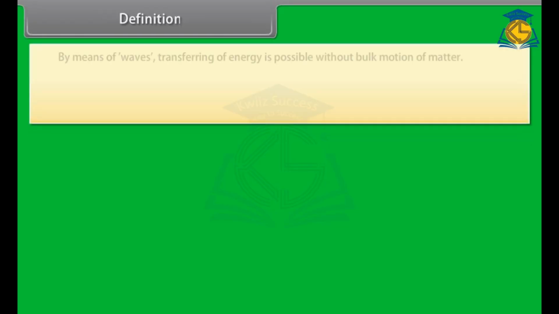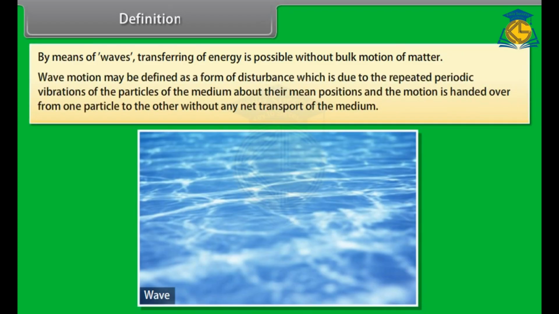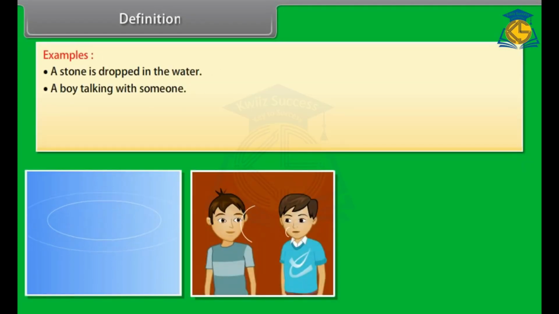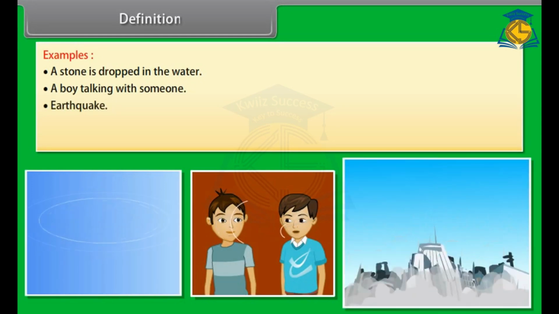Definition. By means of waves, transferring of energy is possible without bulk motion of matter. Wave motion may be defined as a form of disturbance which is due to the repeated periodic vibrations of the particles of the medium about their mean positions, and the motion is handed over from one particle to the other without any net transport of the medium. A stone dropped in the water, a boy talking with someone, and earthquakes are some examples of wave motion.